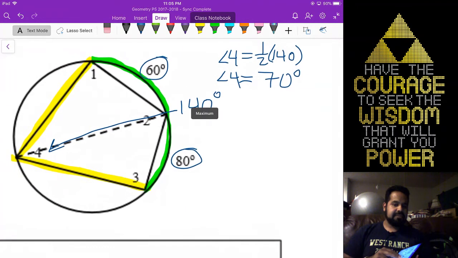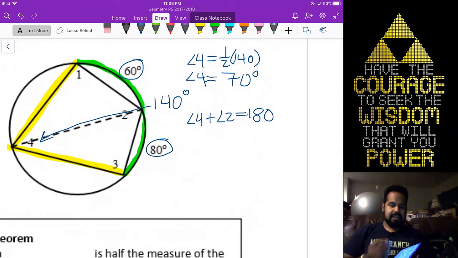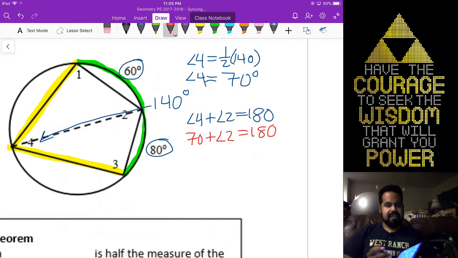Now angle 2, notice that angle 2 is inside of the circle as well, and it's opposite angle 4. Well, our third corollary states that angles 4 plus angle 2 have to add up to 180. We already know what angle 4 is. So 70 plus angle 2 adds up to 180. So therefore, angle 2 must equal 110 degrees.